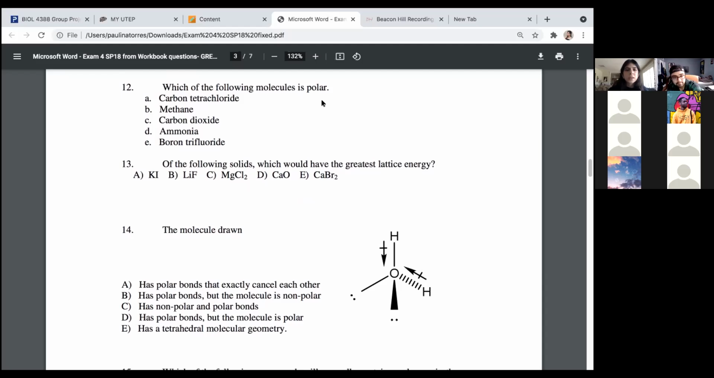Okay, number 12 says, which of the following molecules is polar? All right, so we're going to have to start drawing some structures here. Carbon tetrachloride. What is the formula for that? Can anyone tell me? So we have carbon, that's C. Cl4? Yes. CCl4. Perfect. The prefix tetra means 4. So carbon tetrachloride is CCl4. How should we draw this molecule?